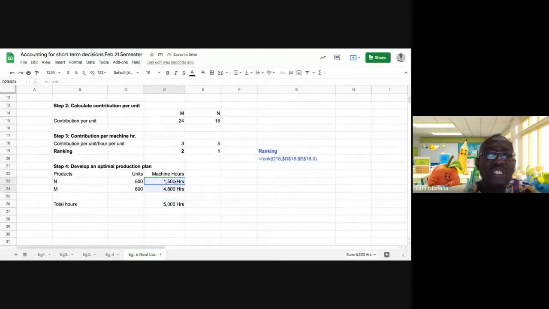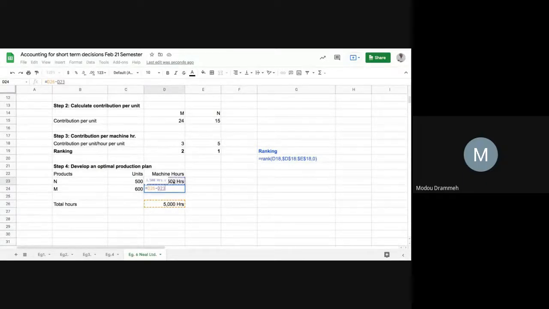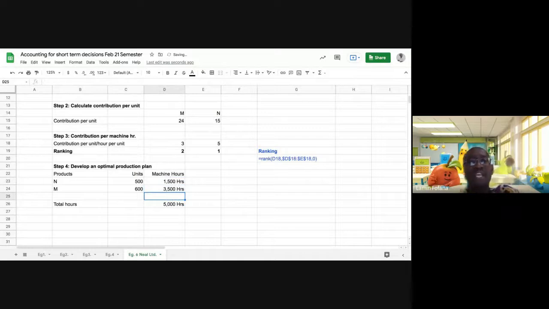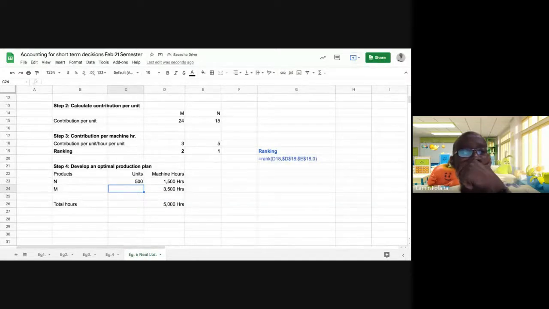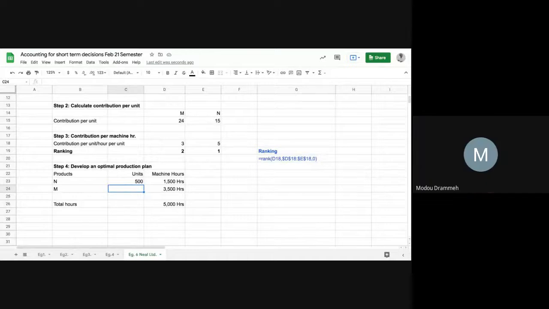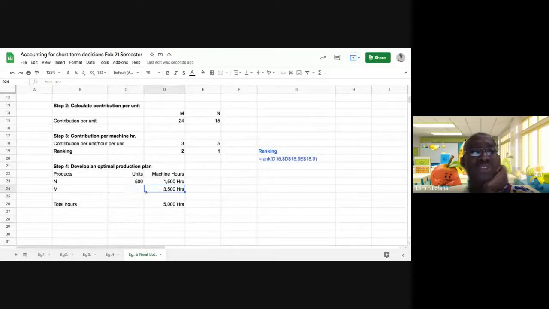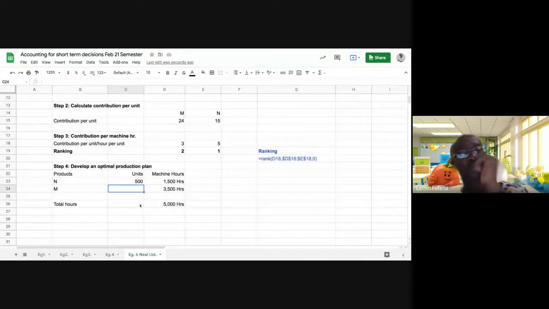But if you add 4,800 to 1,500, that will be more than we have. So what we have is what remains after the 1,500, which equals the total minus what has been captured so far. So we have only 3,500 hours, but the 3,500 hours cannot produce 600 units. Can it? No. Okay, so if we want to know how many units the 3,500 hours can produce, what should we do?